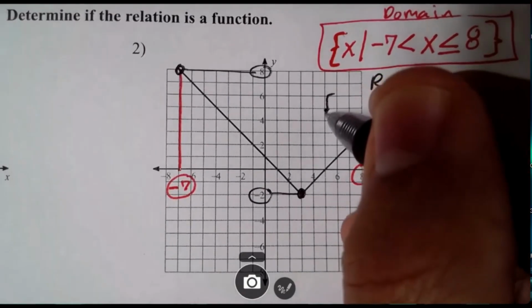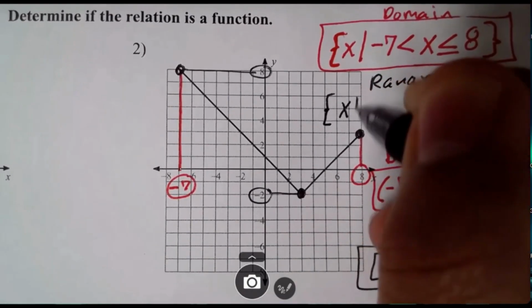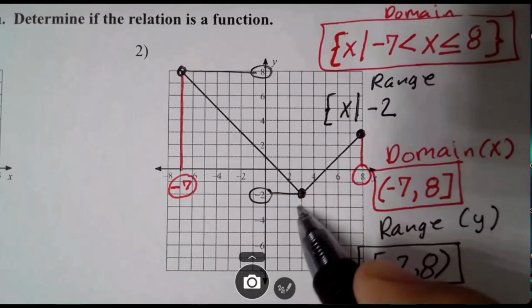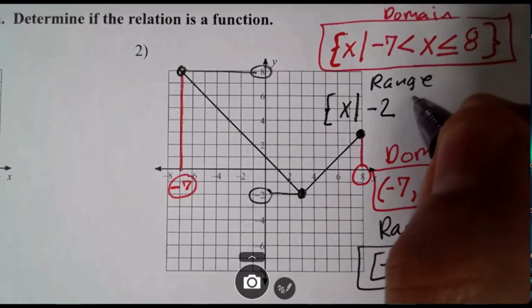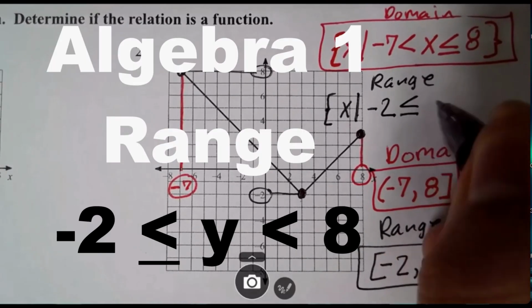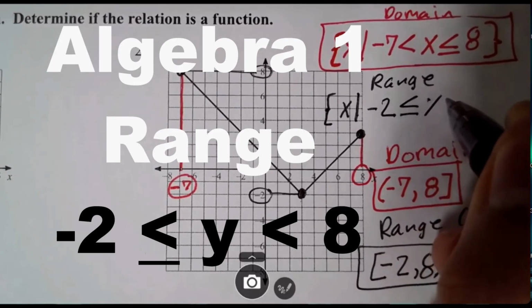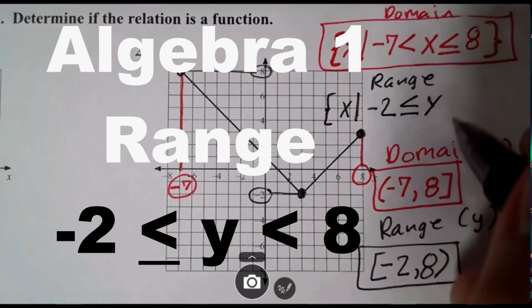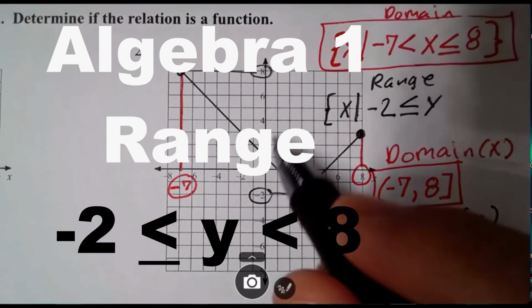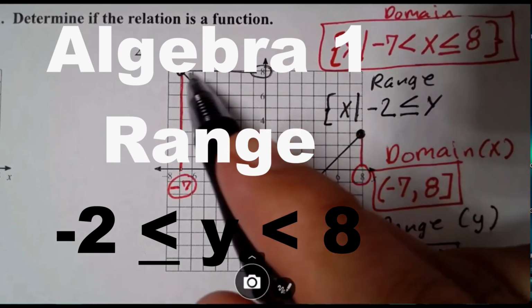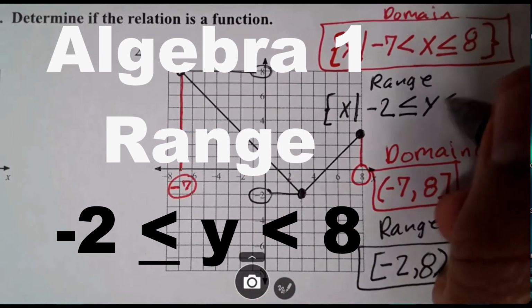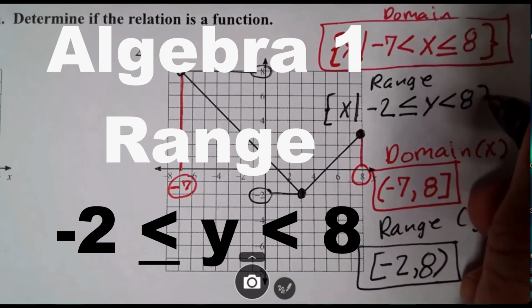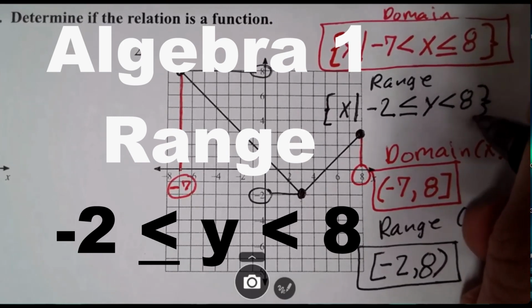So I'm going to go ahead and draw my brackets. So -2. Now that is a closed dot, so therefore I'm going to use the less than or equal to sign, and I'm going to go ahead and put my y value, or my y variable I should say. And then the highest it goes all the way up to positive 8, but that is at an open dot. So I'm going to put less than positive 8. And then go ahead and close my set.